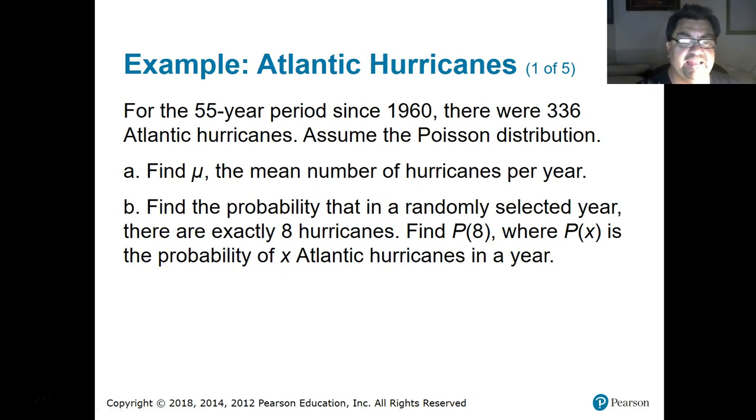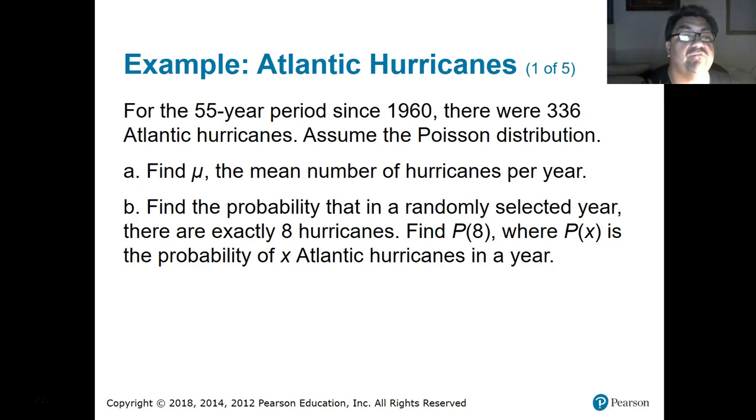Example, Atlantic hurricanes. For a 55-year period since 1960, there were 336 Atlantic hurricanes. Assume a Poisson distribution. Find mu, the number of hurricanes per year. 336 divided by 55. That's easy.